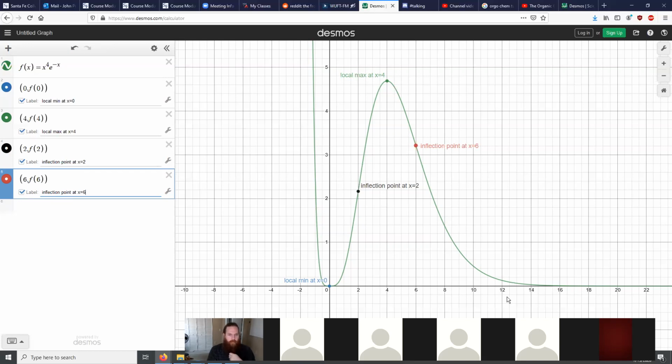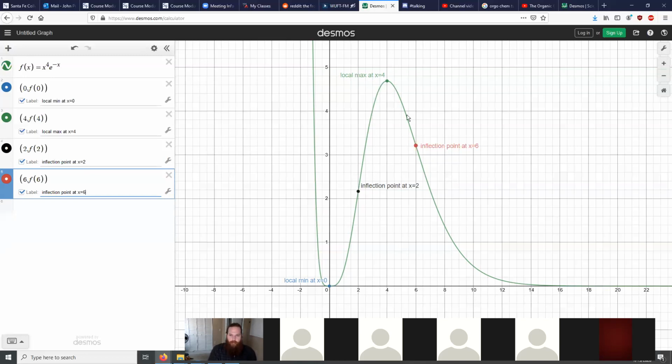And all of this is consistent with what we said. Decreasing from negative infinity to 0 and from 4 to infinity. Increasing from 0 to 4. Concave up from negative infinity to 0 and 0 to 2, and also from 6 to infinity, concave down from 2 to 4, and we had the local min at 0 and the local max at 4.